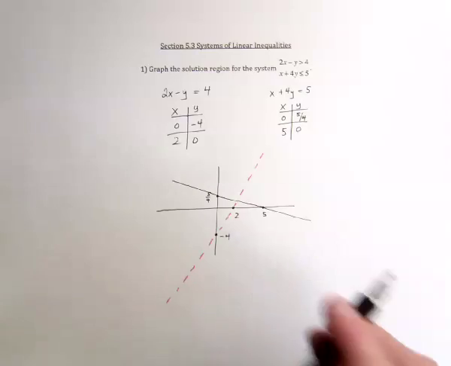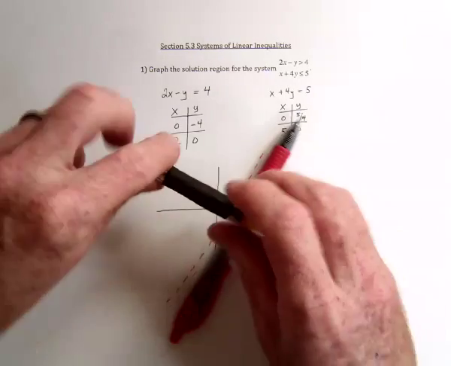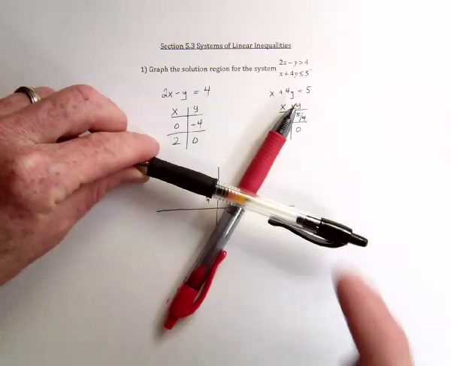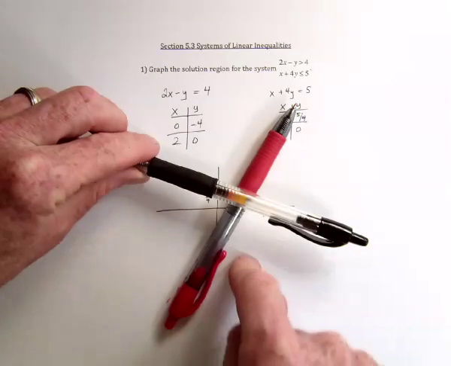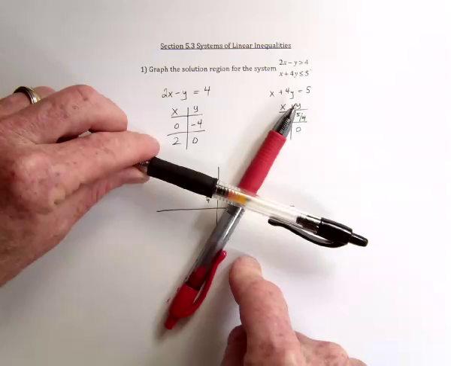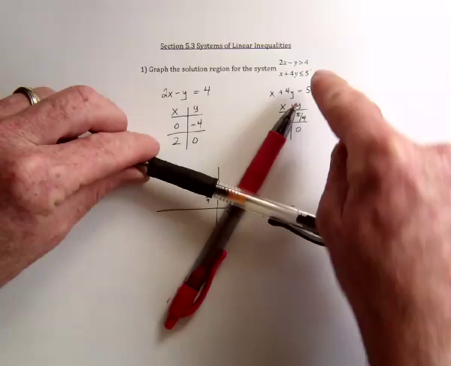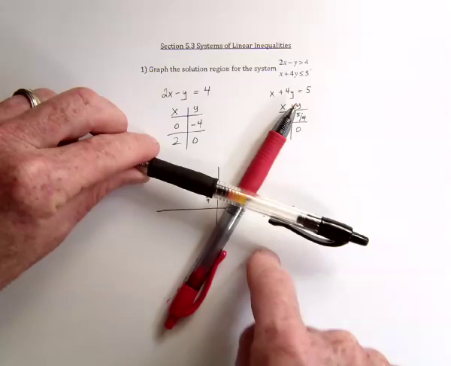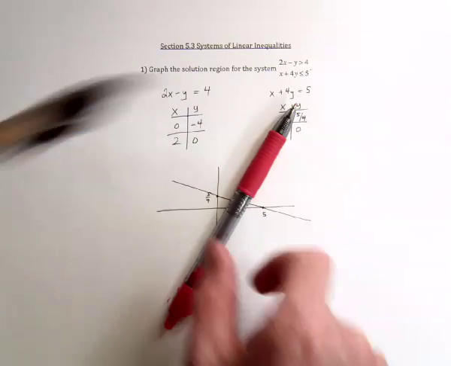And by having these 2 lines, we've basically cut the plane into 4 pieces. And now what we've got to see is which of the 4 makes the original inequalities true. So it's only going to be one of the 4 regions, and then we'll shade that region.